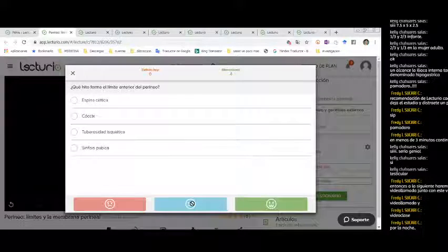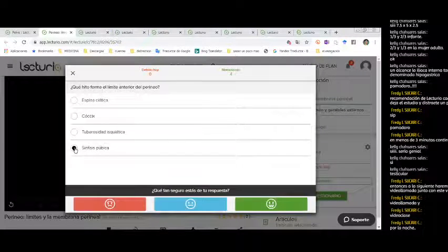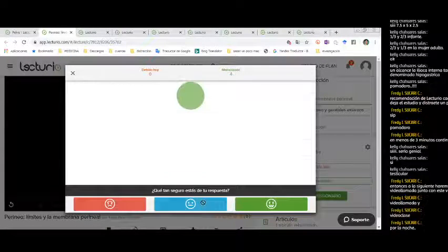¿Qué hito forma el límite anterior del perineo? La sínfisis púbica. Ya.